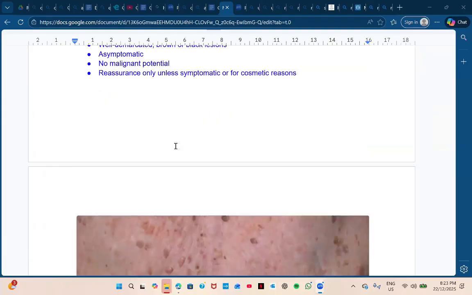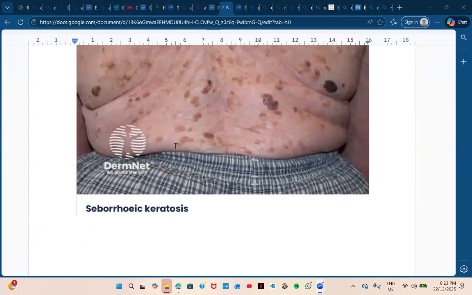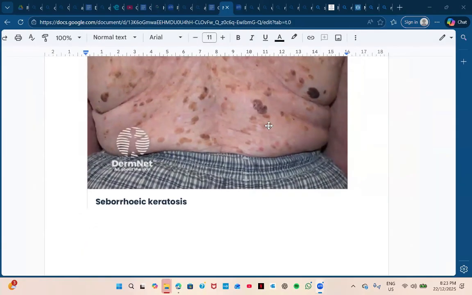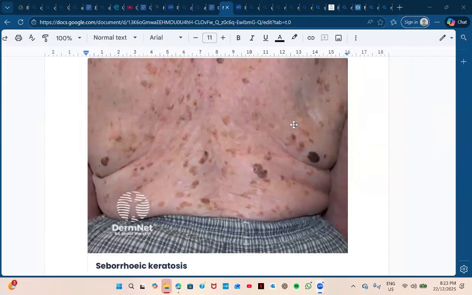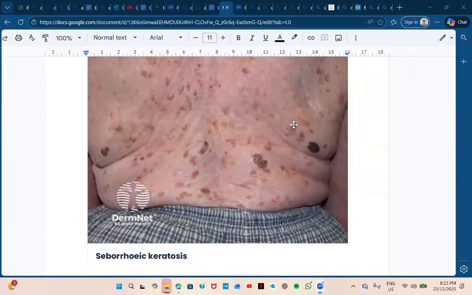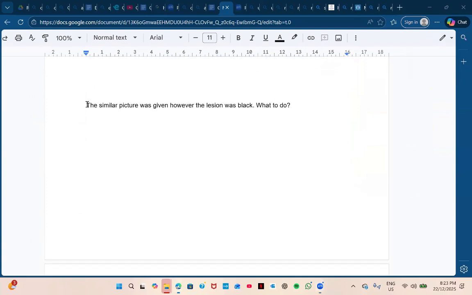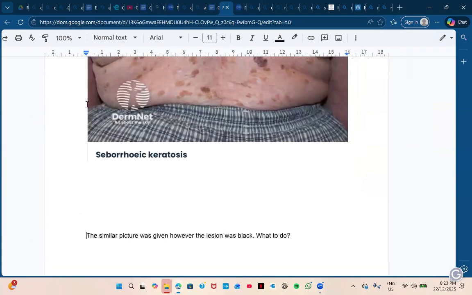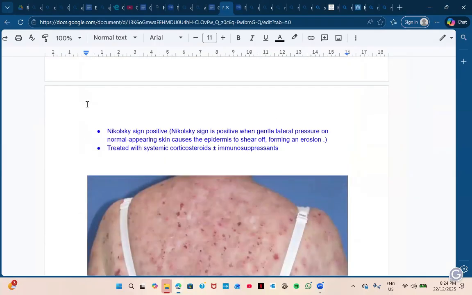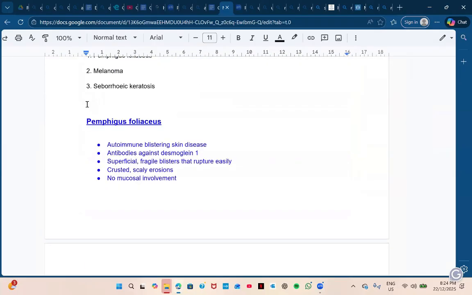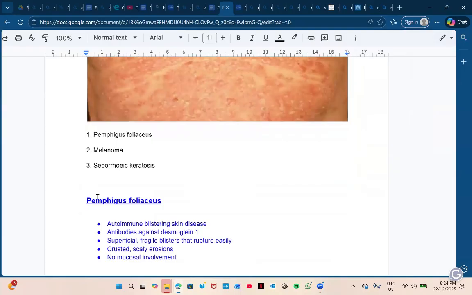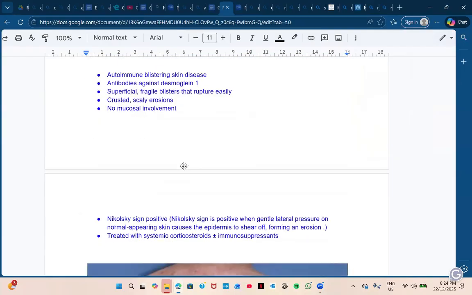Okay. So this is how seborrheic keratosis appears, like waxy lesions. Okay, please remember, just go through the seborrheic keratosis topic as well. We don't have much time to discuss each and every topic. I have just added it for further reference. I think this picture is pemphigus foliaceus, right?